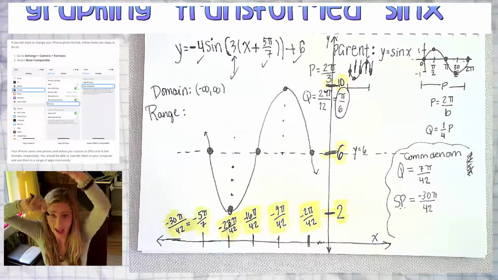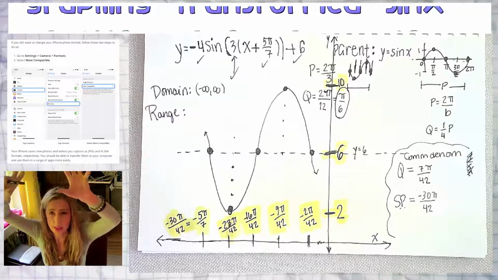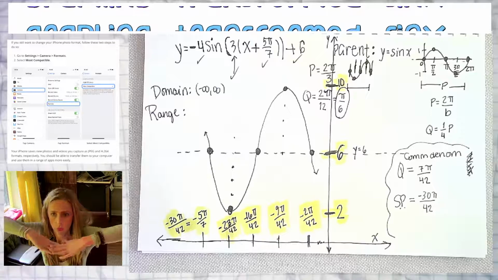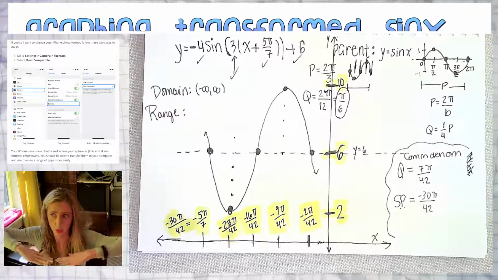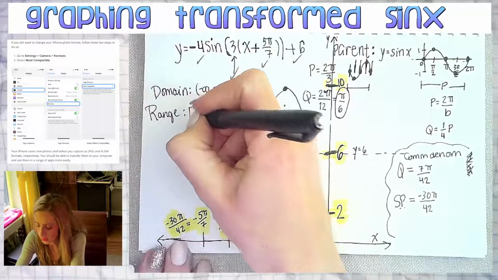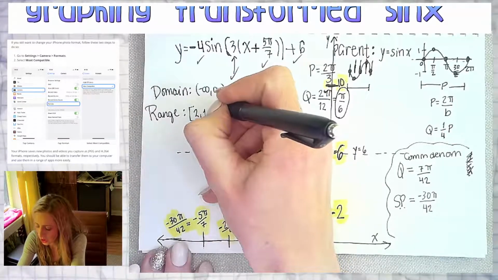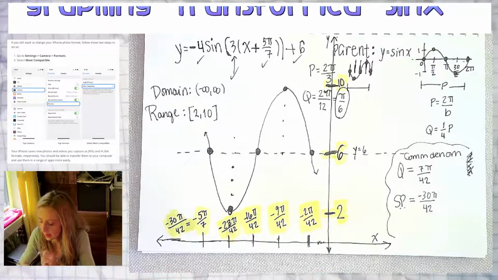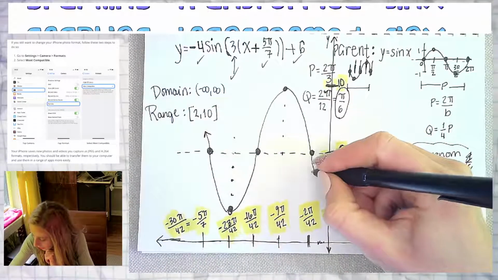And then we took everything, we added 6 to it. So the 4 and the 6 are what affect your range. So my range is now from -4 to 4 became from +2 to 10. We use brackets to include it to use our interval notation. And that is the end of that example.